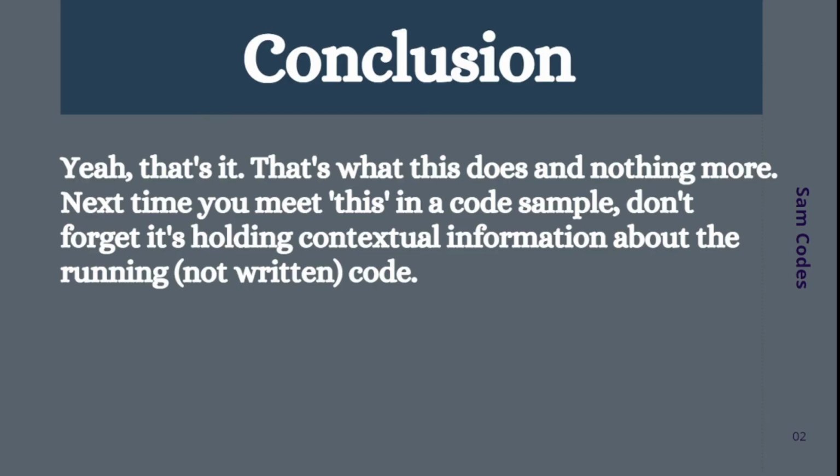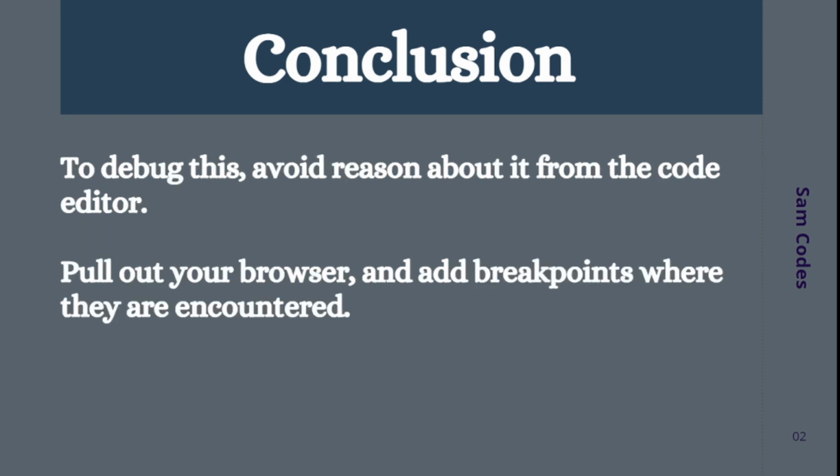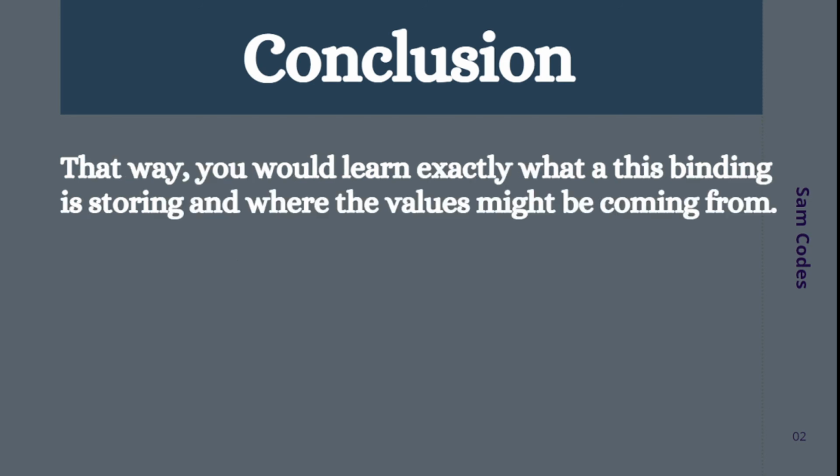And yeah guys, that's it. That's what this does and nothing more. Next time you meet this in a code snippet or a code sample, don't forget that it's holding contextual information about the running code and not the written code. To debug this, avoid reasoning about it from the code editor. Pull out your browser and add breakpoints where they are encountered. That way, you would learn exactly what a this binding is storing and where the values might be coming from.